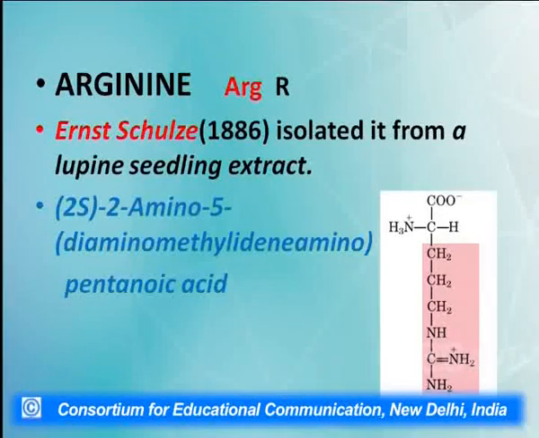The next amino acid is arginine. The 3-letter abbreviation for arginine is ARG. If I talk of ARG, there is a sound of R in it, and hence arginine is represented by the symbol R. It was isolated by Ernst Schulze in 1886 from lupin seedlings.